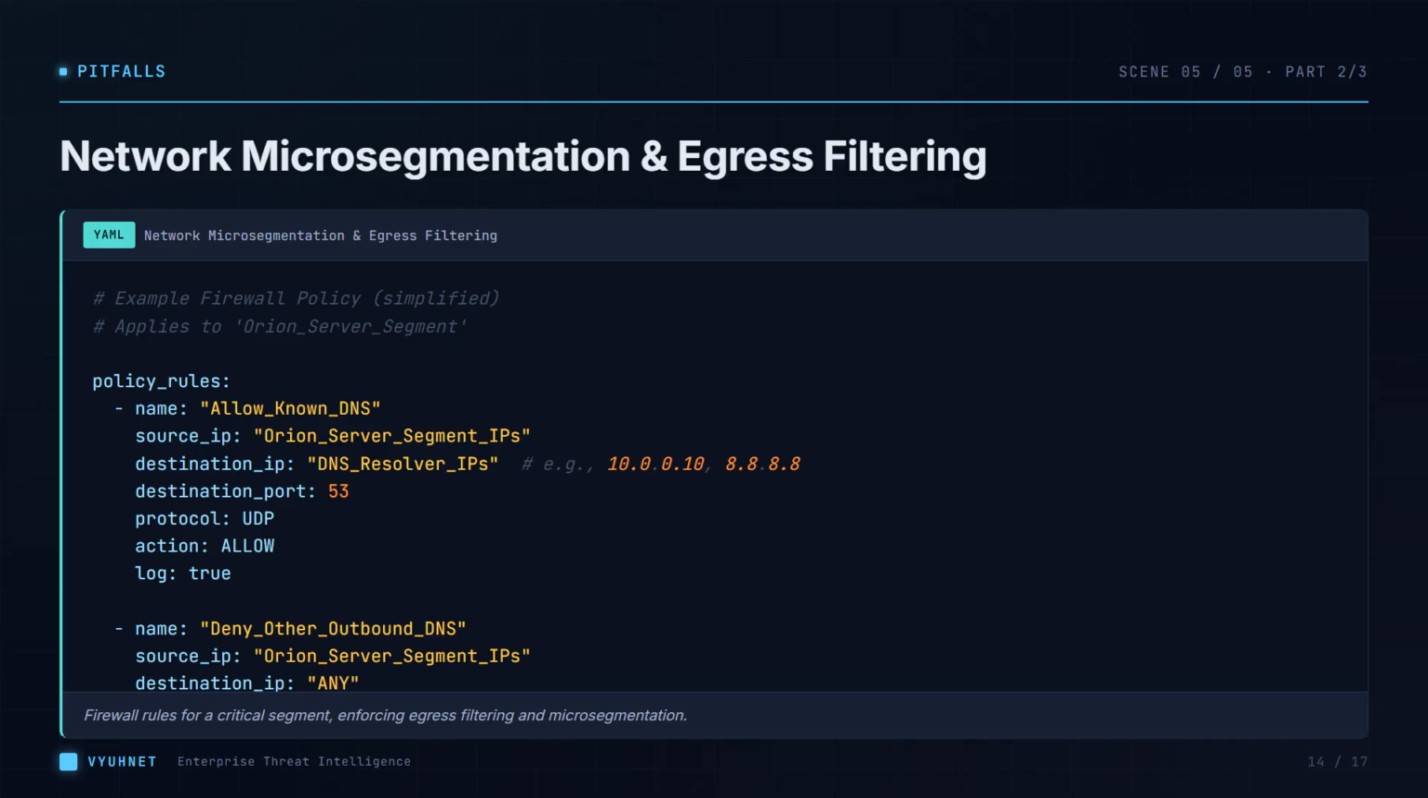Egress filtering is crucial. This example shows a firewall rule, simplified for illustration, that would block suspicious outbound DNS queries or C2 beaconing to unknown destinations. The rule specifically allows known good DNS resolvers and then denies all other outbound DNS traffic from the Orion segment. This would have helped detect Sunburst's DGA-C2.